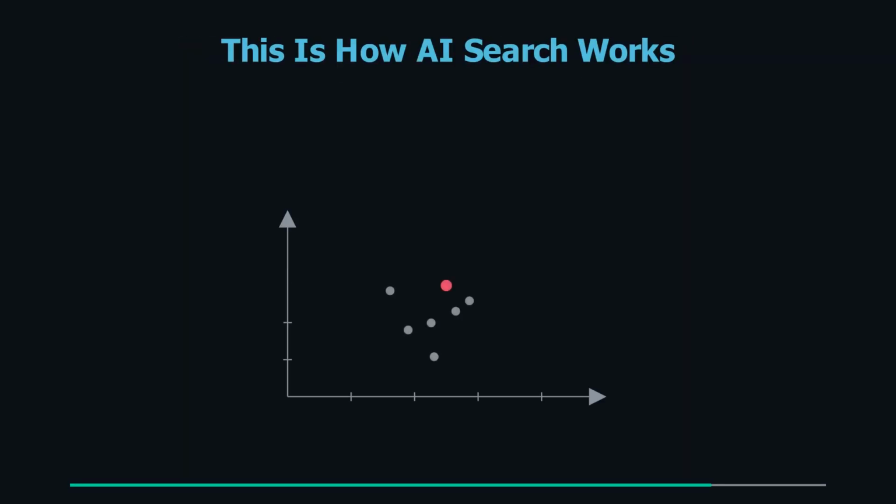The system simply finds the nearest stored points to your question's point, and pulls those in as the most relevant results. This single idea, closeness on a map, powers modern AI search and question answering.